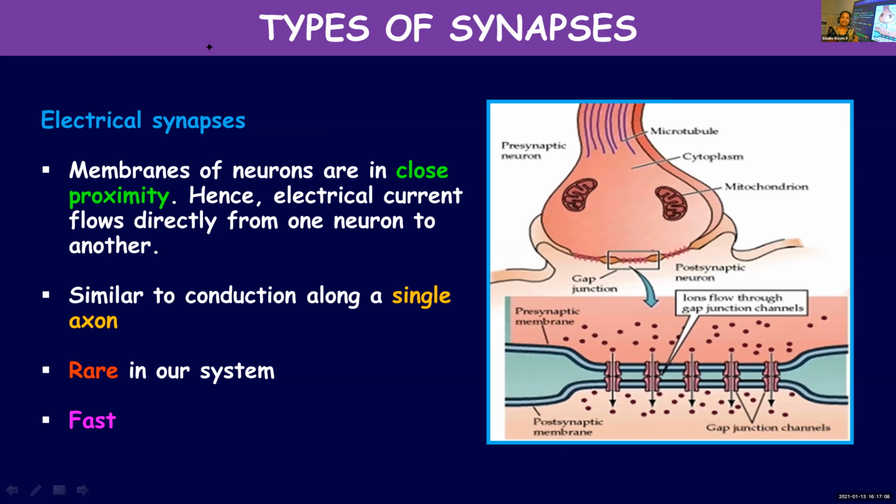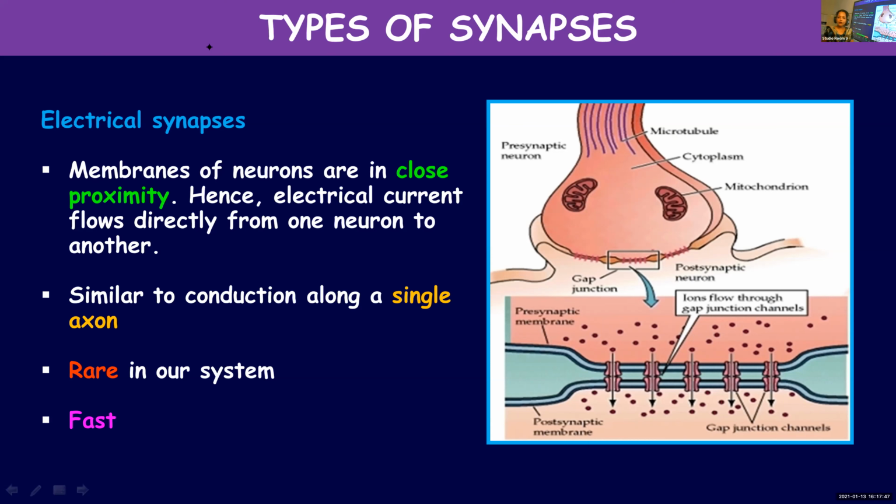They don't need the assistance of certain other substances. In chemical synapses, some specialized chemicals are needed for the transmission of impulses. But in electrical synapses, the electric current flows directly from one neuron to the other. They don't need the assistance of any chemicals. We have learned about neurotransmitters, which you will be discussing in chemical synapses. Here, no chemicals are released and no neurotransmitters are required.